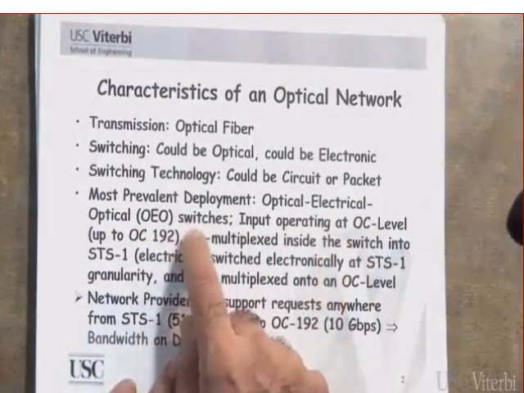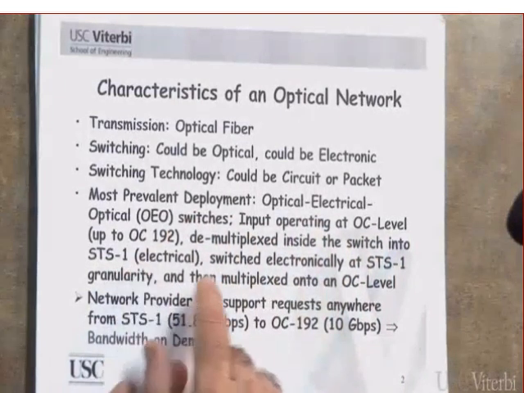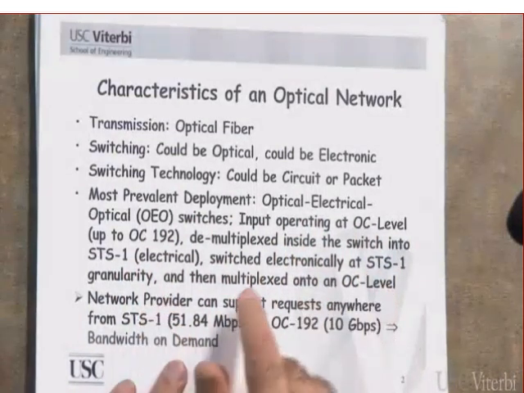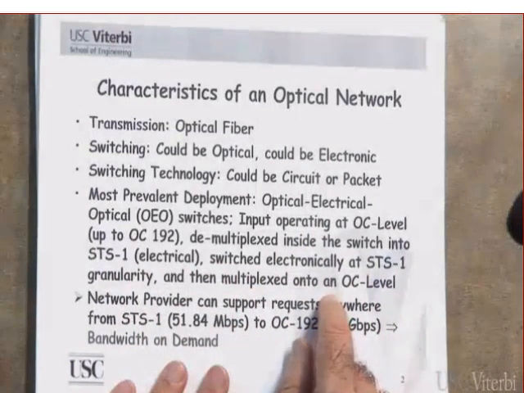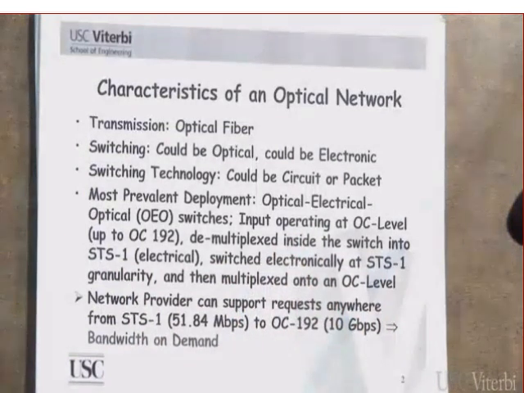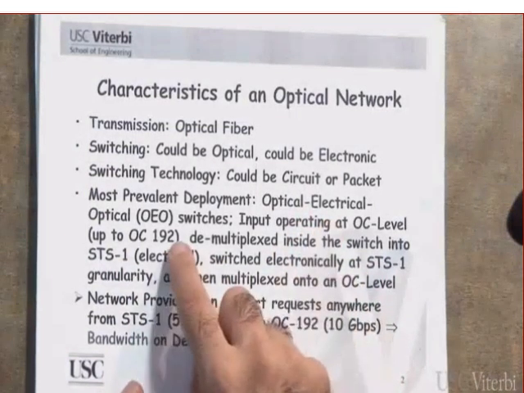Inside the switch, all of these are demultiplexed into the STS1 electrically, switched electronically at the STS1 level, and then multiplexed onto the what? To OC level. Did you get my point or not? The signal is at what level? OC level. Let's say OC-192, which is 10 gigabits per second.